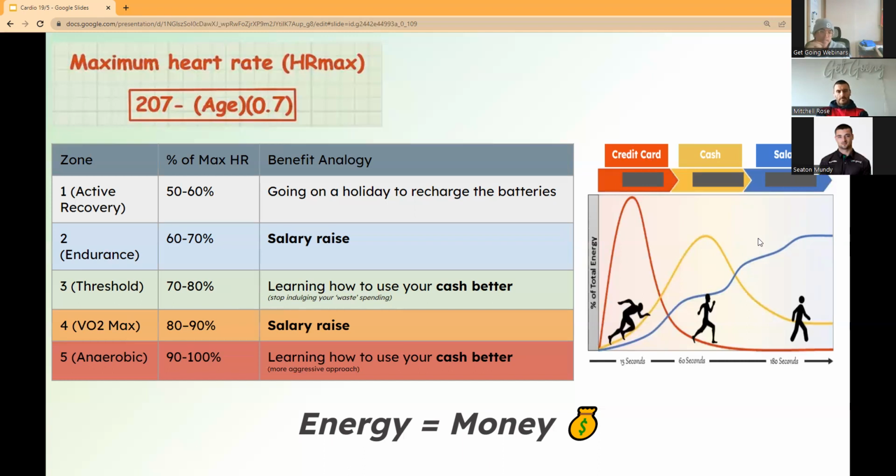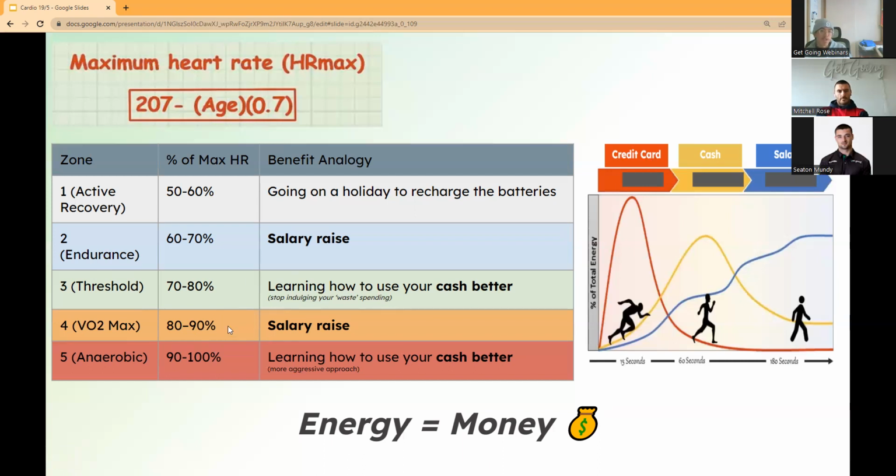You get a salary raise. And then zone 5, again, quite similar to the zone 3 system, it helps increase the amount of cash that you have on hand, all right? So they're quite similar. Zone 2 and 4 are quite similar in terms of their effects, and zone 3 and 5 are quite similar in terms of their effects as well.